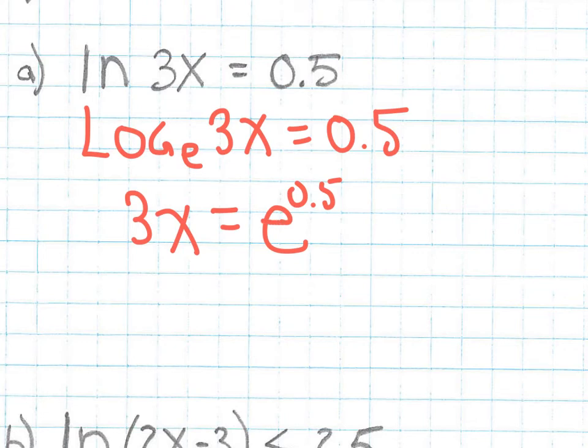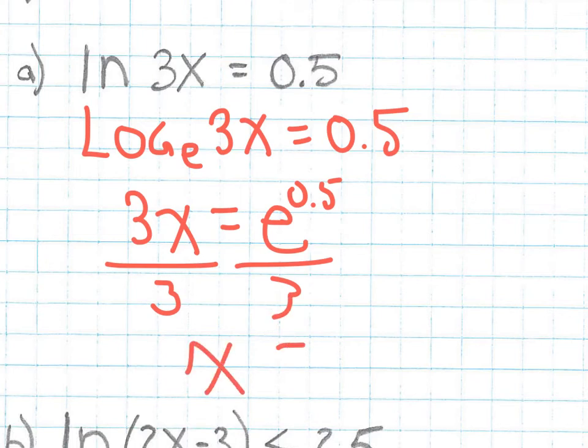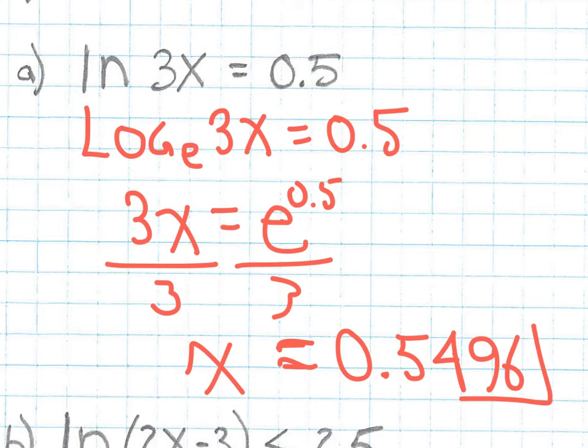All right? So divide both sides by 3. E to the 0.5 power is a number. Because remember, e is a number. So if you divide both sides by 3, you get x equals e to the 0.5 power over 3, which is approximately 0.5496.